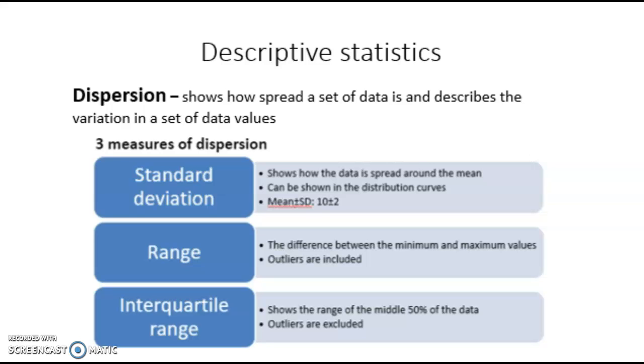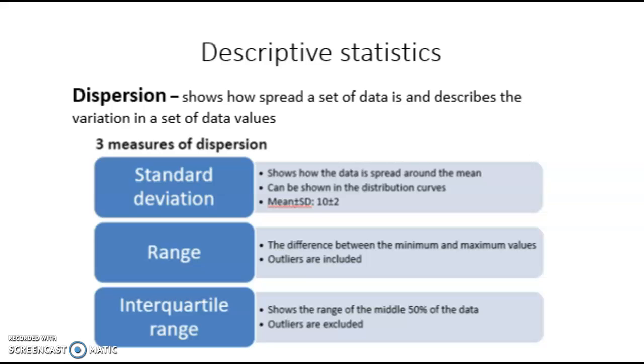This is shown in a distribution curve, which I covered in the last video. A standard deviation is shown as in the slide, with the mean first plus minus the standard deviation. For example, 10 plus minus 2. This means that the average result is 10, but can vary by 2 at each standard deviation.